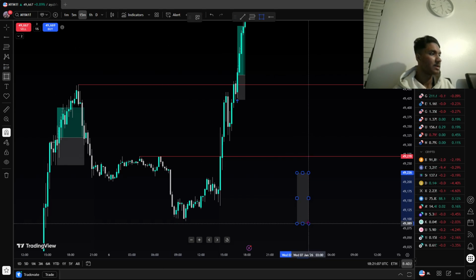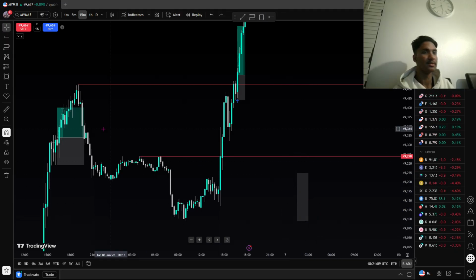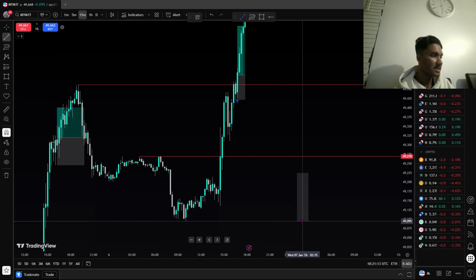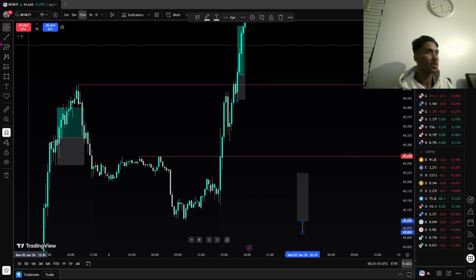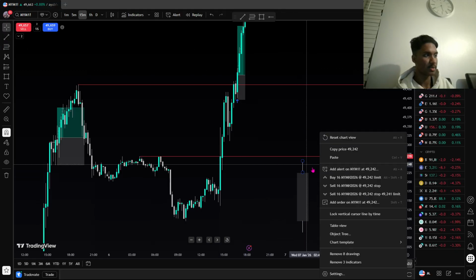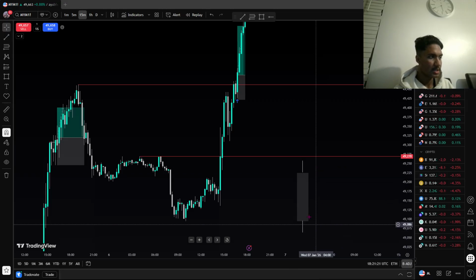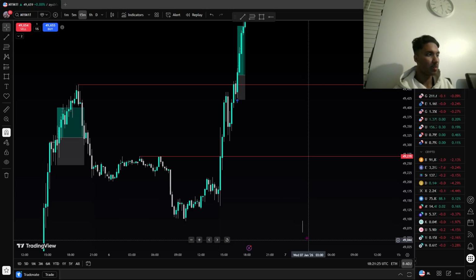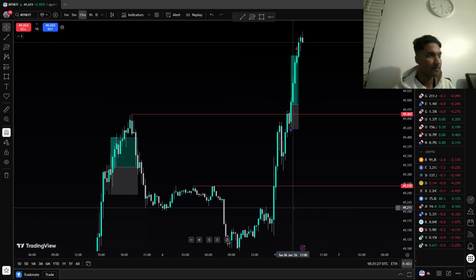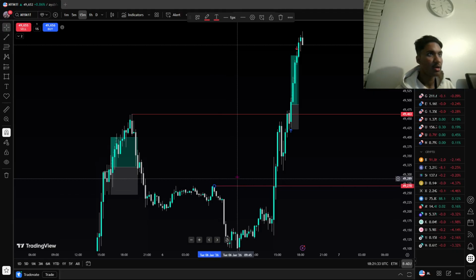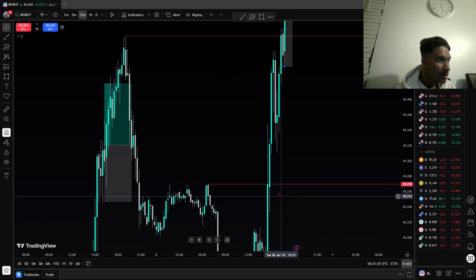So you recognize this. This is the body, and this is the wick. So the line is the wick. The lines are the wick on the top and the bottom. Okay, so this is the body here and here. So basically, what I want you to do is wait for a body close above your key level. So for example, we draw this key level right here on the 15-minute. We wait for the body to close above.